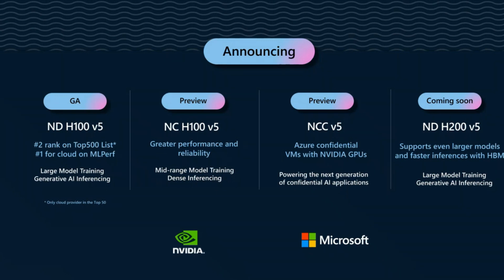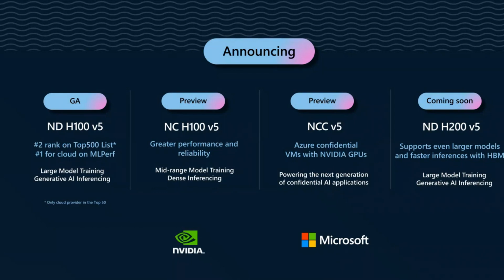Microsoft also announced the preview of a new NC H100 v5 virtual machine series. This is built on the latest NVL variant of the NVIDIA Hopper 100 GPU, which offers greater memory per GPU. Our new VM series provides customers with greater performance, reliability, and efficiency for mid-range AI training and generative AI inferencing. So this is a great announcement. Also, the announcement of the H200 GPU to market and our ND H200 v5 virtual machine series.